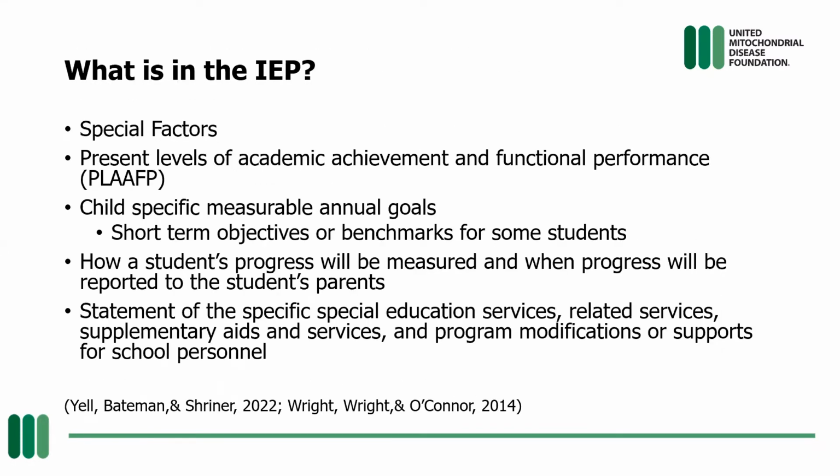So what's in the IEP? And we're going to go over this and we're going to get into more detail here in a little bit. So special factors, your present levels of academic achievement and functional performance, or a PLAF statement, child-specific measurable annual goals, including short-term objectives or benchmarks for some students, how a student's progress will be measured and when progress will be reported to the student's parents, statement of the specific special education services, related services, supplementary aids and services, and program modifications or supports for school personnel.